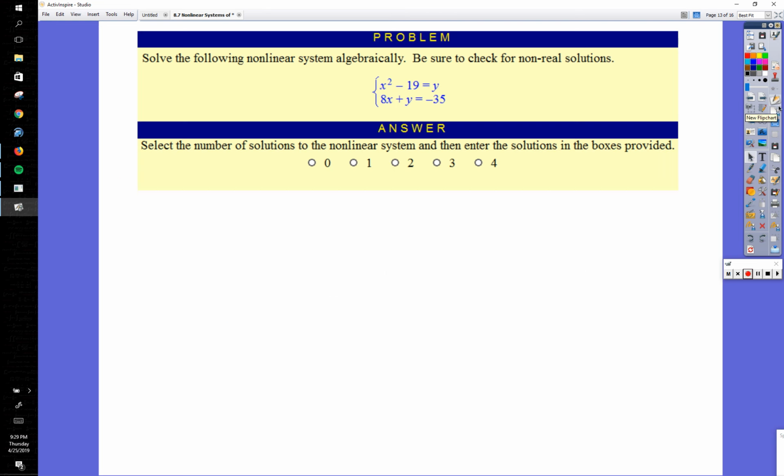Okay, let's look at just a few examples here, and we'll call it good. And so we're looking at this first one here. It says solve the following nonlinear system algebraically. So we're looking for a substitution. And this one's set up really nice because look, y is by itself right here. So I could take the x squared minus 19 and actually just substitute in for that y into the second equation. So let's do that.